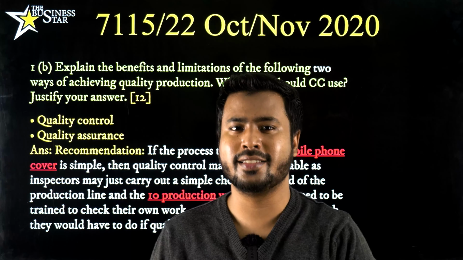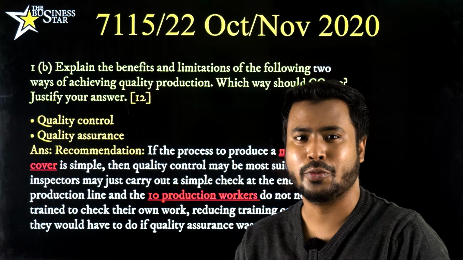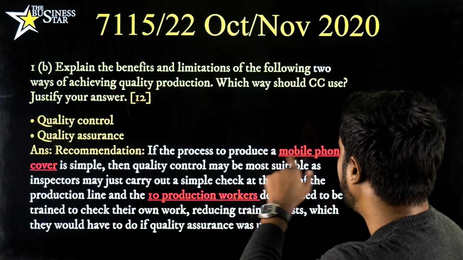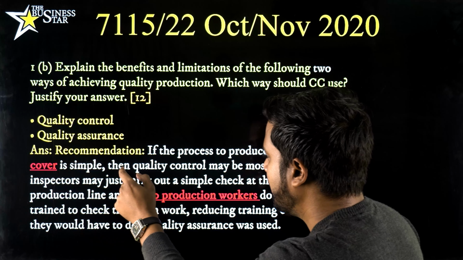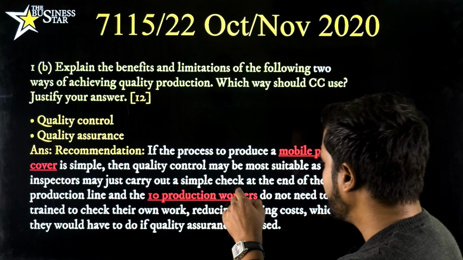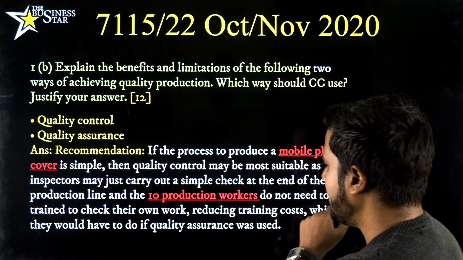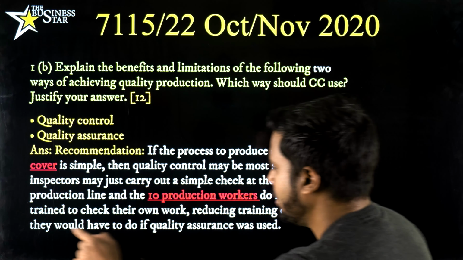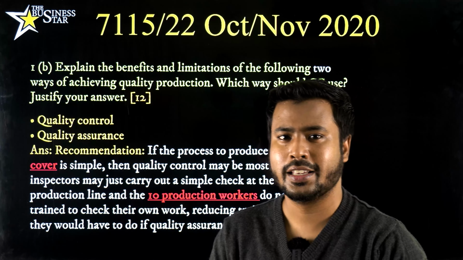The last part of the answer is the recommendation. Here you have to recommend which one you want to choose or go with. If the process to produce a mobile phone cover is simple, the mobile phone cover being the application part, then quality control may be most suitable, as inspectors may just carry out a simple check at the end of the production line, and the 10 production workers do not need to be trained to check their own work, reducing training cost, which they would have to do if quality assurance was used. So this is it.